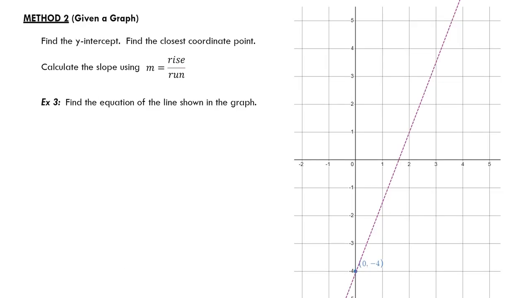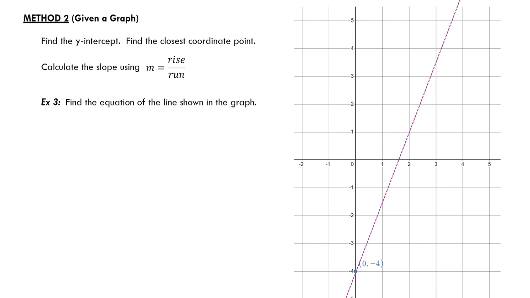Method 2. If we're given a graph, we can start at a given point and then calculate the rise over run. In this case, we can see that the y-intercept is -4. So we know that that is the value of b.